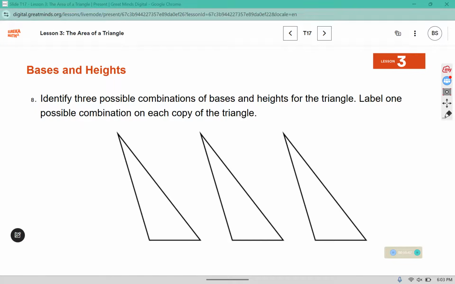Identify 3 possible combinations of bases and heights for the triangles. Label 1 possible combination on each copy of the triangle. Well, in the first case, the base might be here. The base could be here. Or, actually I'm going to do these in different colors so that way we have each triangle labeled in a different color. Or the base could be here.